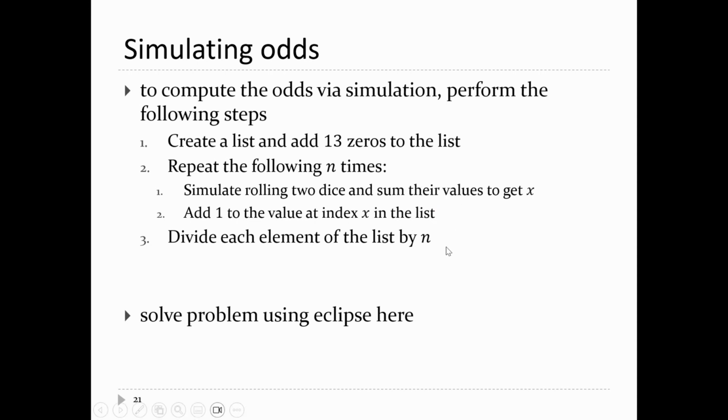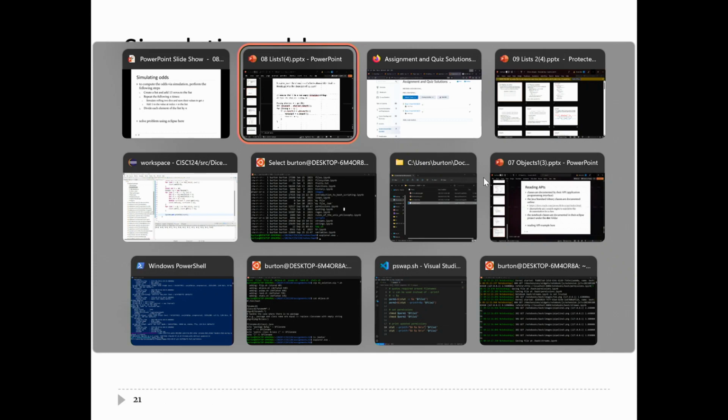If you want to compute the odds or probability after you've done all of this, you can take each value in the list and divide it by the number of times you rolled the 2 dice. That will give you the estimated odds of rolling a 2, 3, 4, and so on. And what does it look like in Eclipse? It looks something like this.